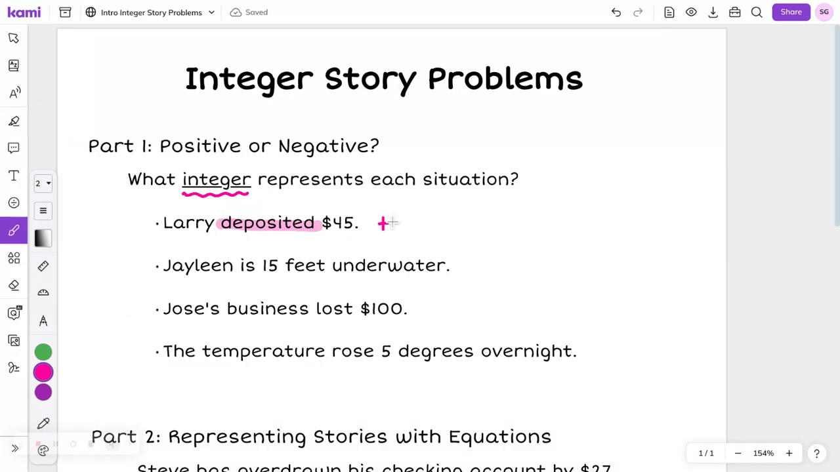If it's in the middle of an equation, we might see positive 45 like this, but we've learned that when numbers are positive, you don't necessarily need that plus sign there. Go ahead, pause the video, and try these other three. They should be fast.